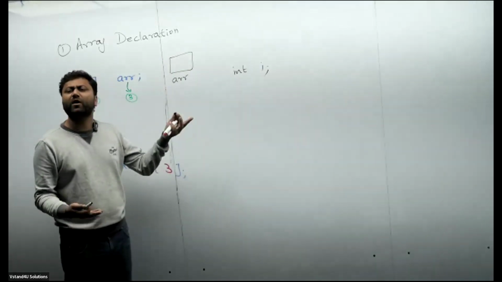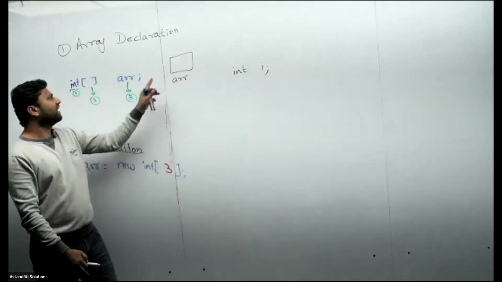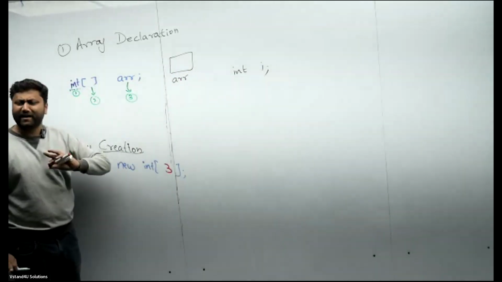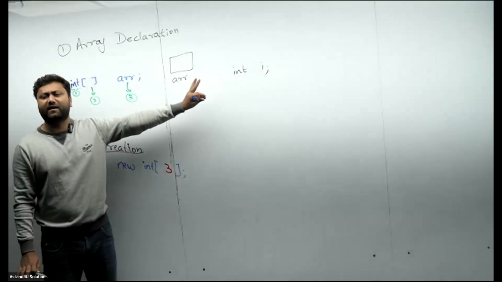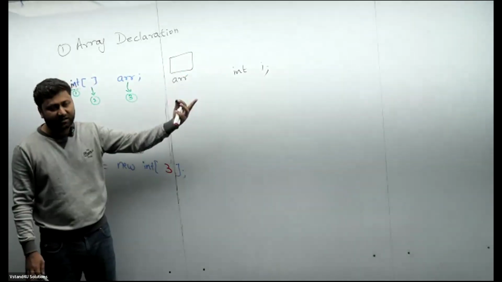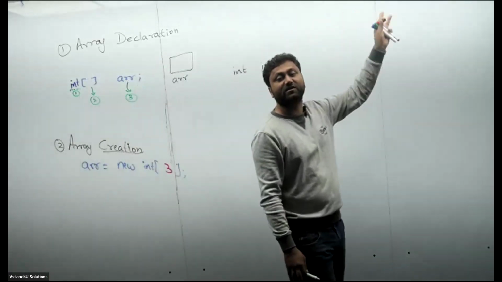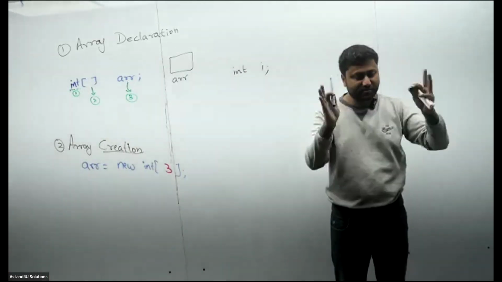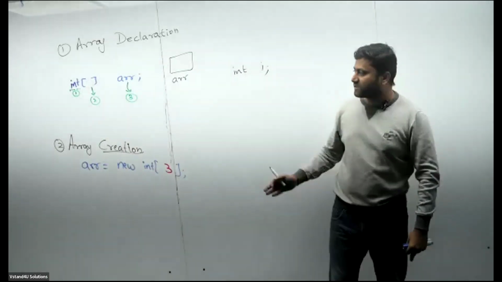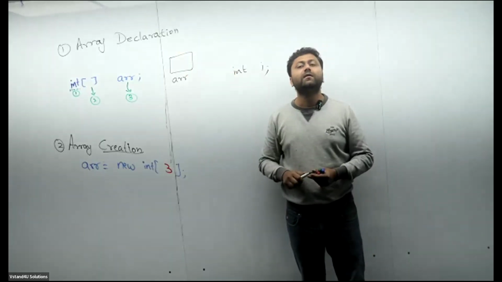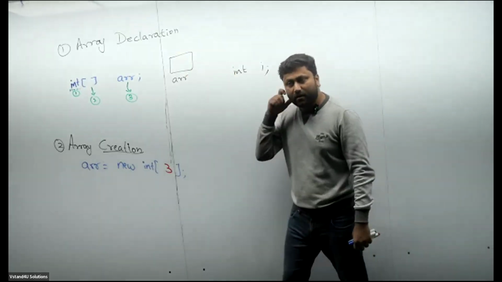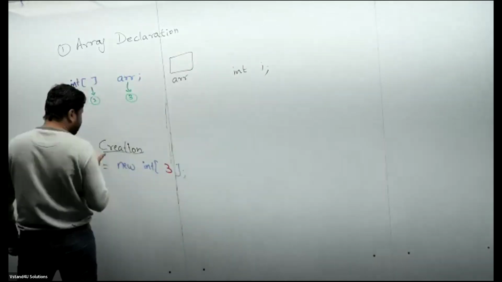No, what have you done? You have declared one variable of type ARR. That's all. One variable has been created. What is the value? Nothing is there. Why? Because there is no existence of the physical data structure called array. Once the array has been created, then the memory address will come, which will be stored here. Able to understand?